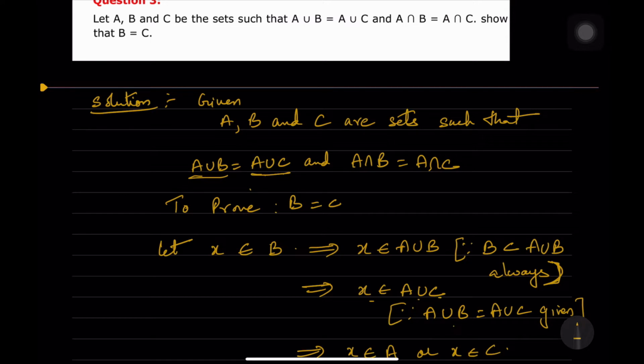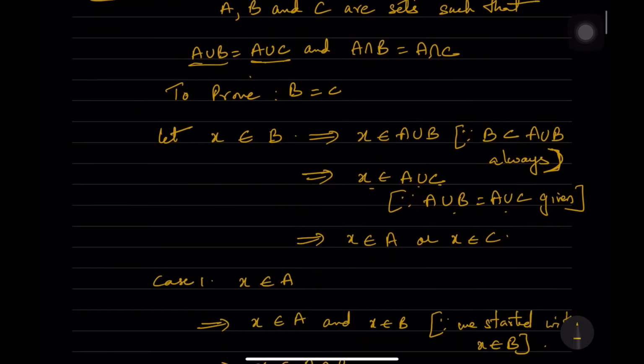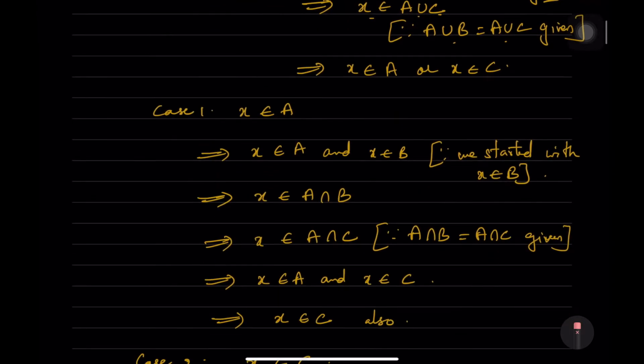Since A union B is equal to A union C, which is given to us, we have that x belongs to A or x belongs to C. So now we have the first case here: x belongs to A. If x belongs to A, what will happen? x belongs to A and x belongs to B also.